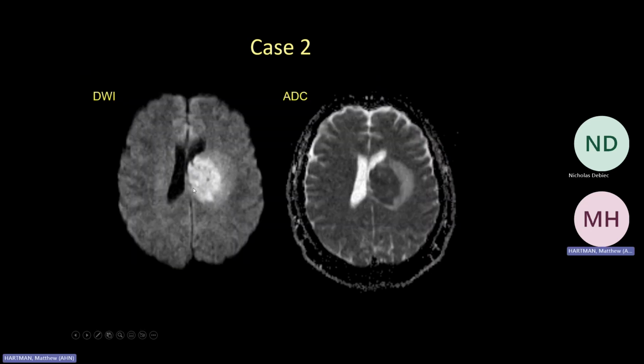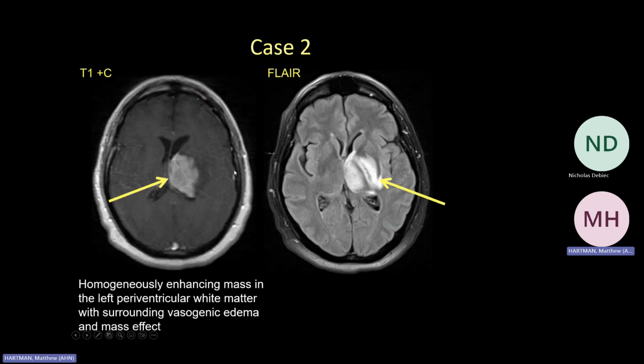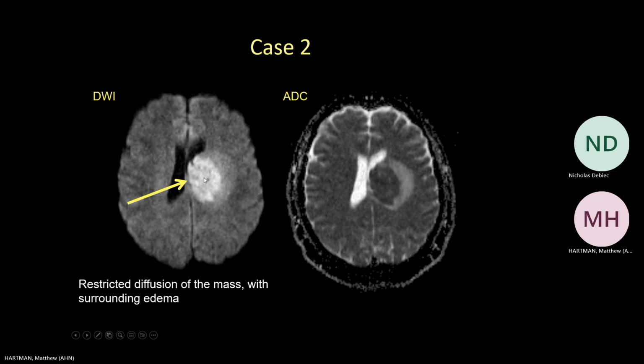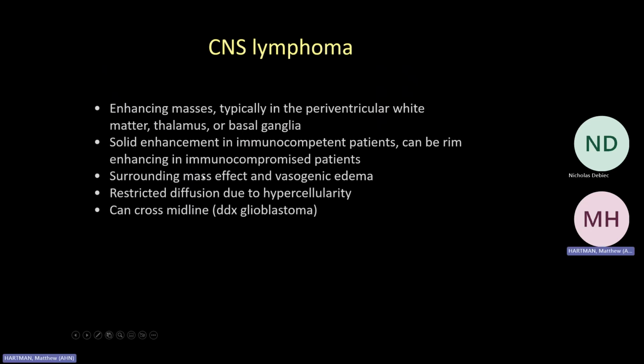And some more imaging. This is our diffusion weighted imaging. It's bright on the diffusion, dark on the ADC. That tells us stuff is packed in tightly, especially if we're thinking of mass. So we're definitely thinking neoplasm now. And this is a CNS lymphoma. Remember, that's the one that can often cross the midline. Not in this one, but if you ever see a mass crossing the midline, think lymphoma or GBM.